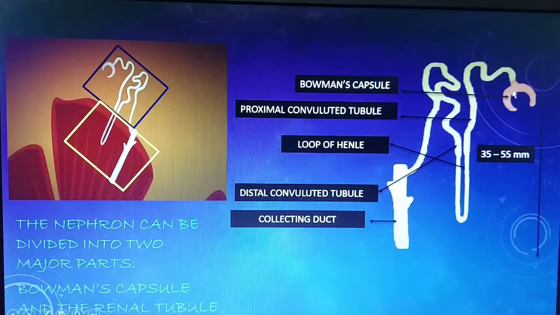This is the Bowman's capsule, and this space is known as Bowman's space. This is the proximal convoluted tubule, otherwise known as PCT. This is the descending limb of the loop of Henle. This, the ascending limb. This is the DCT, or distal convoluted tubule. And this is the collecting duct. A nephron can be divided into two major parts, that is, Bowman's capsule and the renal tubule. And the length of a nephron is about 35 to 55 millimeters.